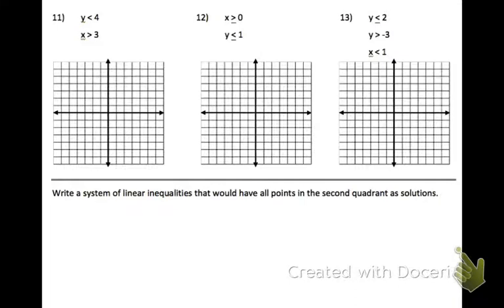Unit 6 Study Guide, numbers 11, 12, and 13, solving systems of linear inequalities. So our first line is y is less than 4. So that's a horizontal line. You go to where y is 4. There's no equal to mark, so it's going to be a dashed line. So it's everything that's less than. So we're going to shade below.